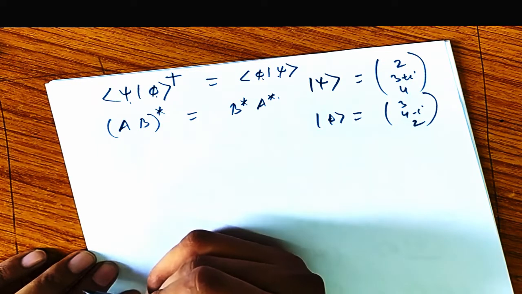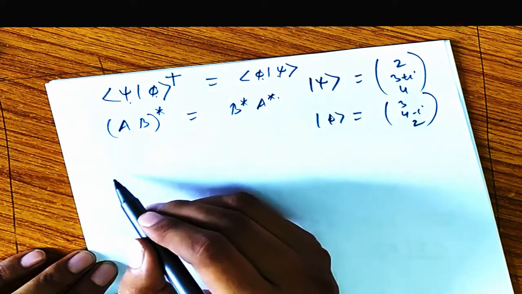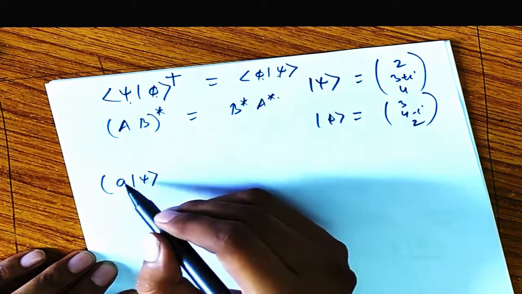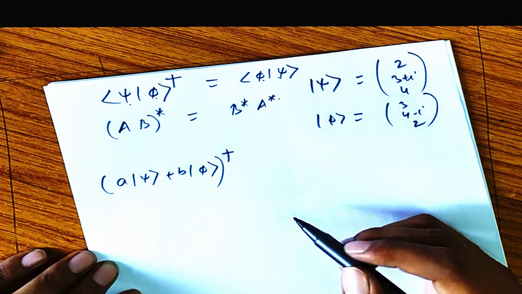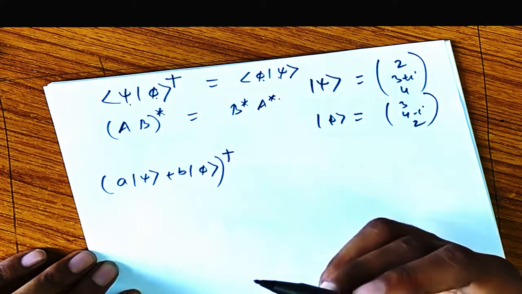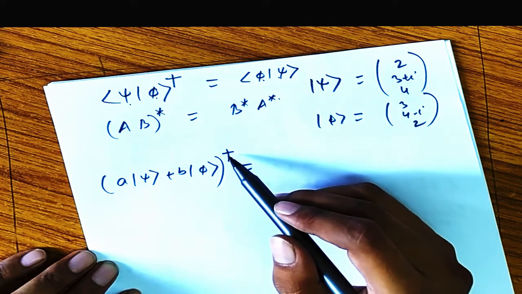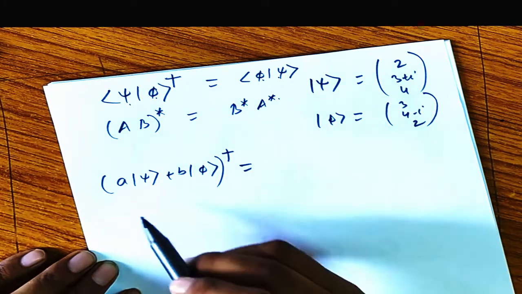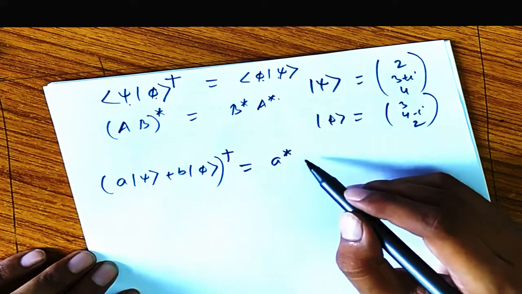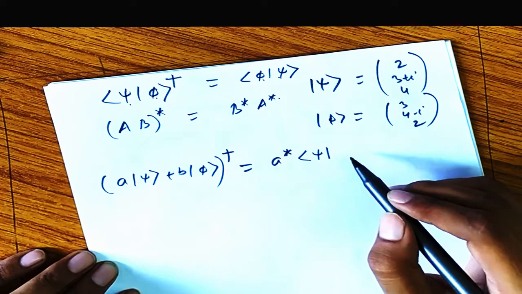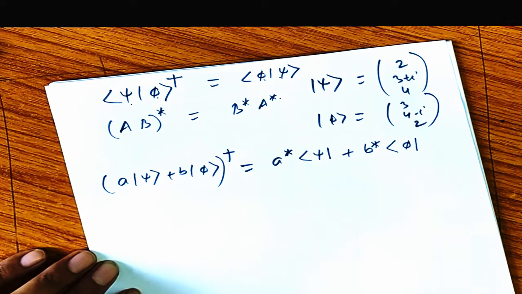Now what I'm going to write again, suppose you have this A|ψ⟩ and B|φ⟩, and you are taking the dagger. A is some kind of a complex number, it may be real, it may be complex. So what I can do here is simply the dagger, which means complex conjugate and transposing, so it will give A star, and this column matrix becomes a row matrix, and again B star, and it will be the same like this.